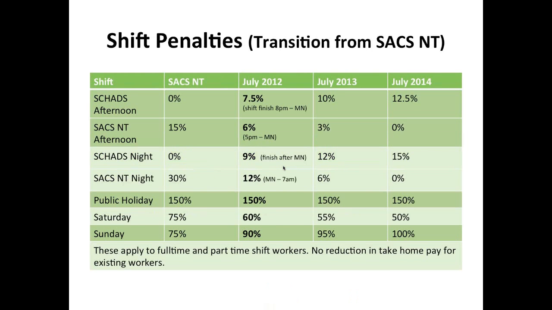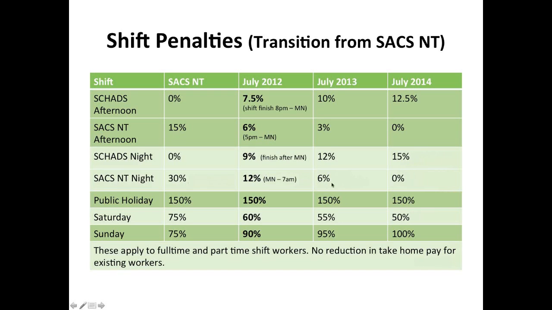Again, same for the old SACS Northern Territory. You can see the modern award was 15%, but the way that loading applied is completely different in line with the modern award, which is a shift that finishes after 8 p.m. and midnight. So as you can see, same as Tasmania, we're headed towards the modern award 12.5% and the night shift modern award amount of 15% from the old 30% night shift in Northern Territory. So again, we're phasing down that 30%.